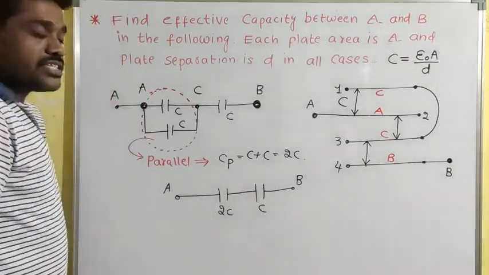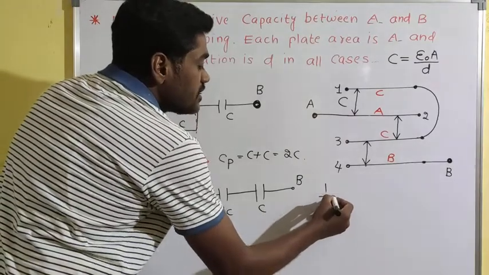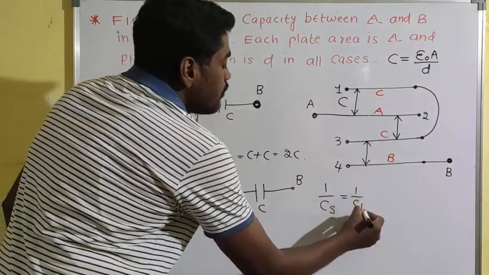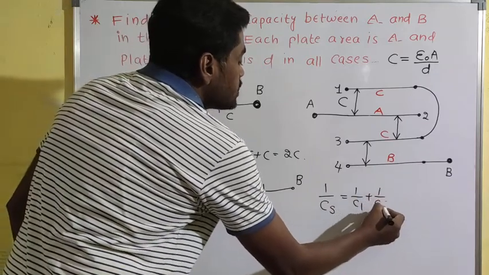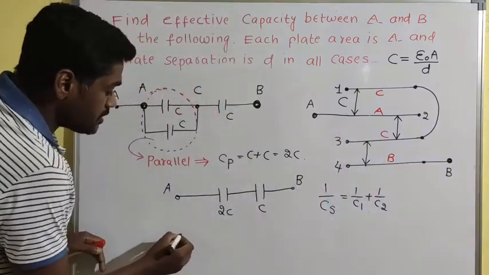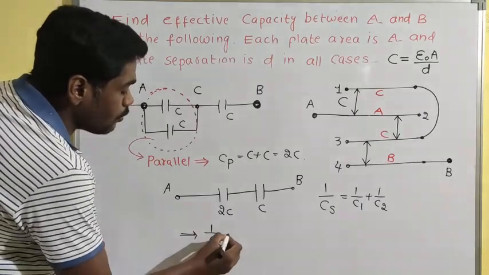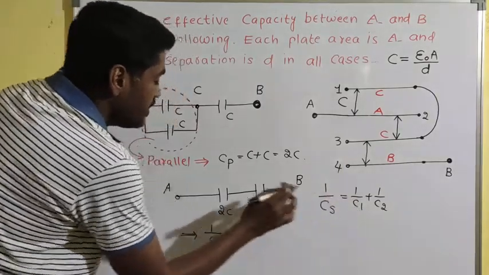Now these both are in series. Therefore, what is the formula for the series combination? 1 by CS is equal to 1 by C1 plus 1 by C2. Now just substitute there, and you can get the final answer.